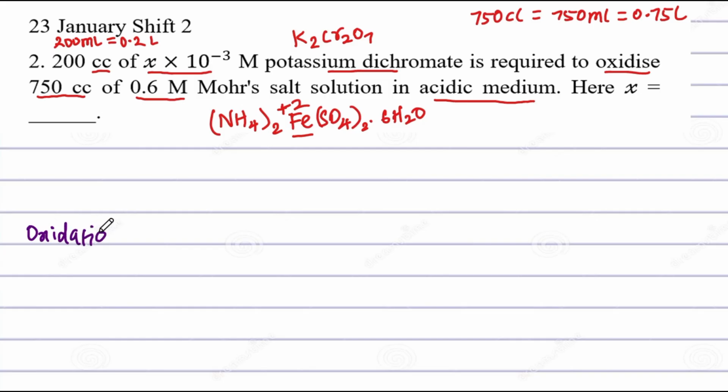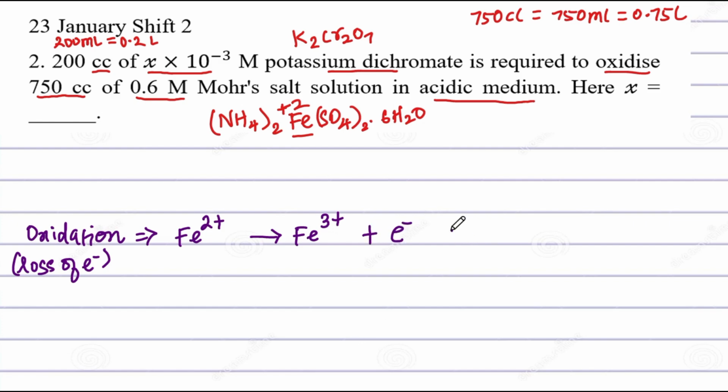The oxidation half reaction of this Mohr salt, in which iron, which is present in +2 oxidation state, will be converted to +3 oxidation state. So oxidation of iron takes place. What is oxidation? Oxidation is loss of electron, so loss of electron should be written in the product side. How many electrons are lost? See the change in the oxidation number, +2 to +3. So it is 1 electron. So here the number of electrons involved, the n factor, is 1.